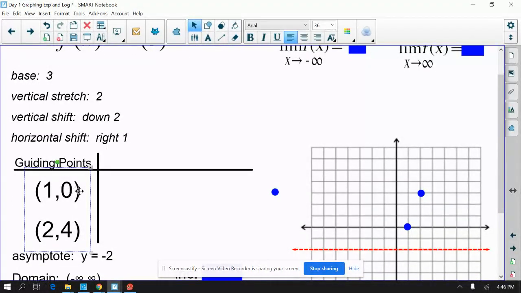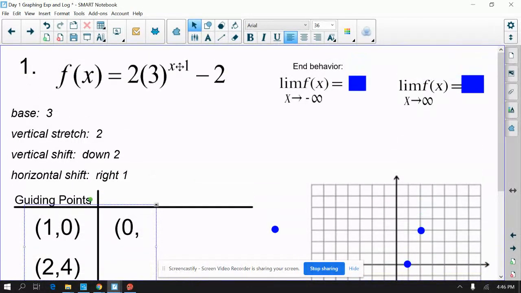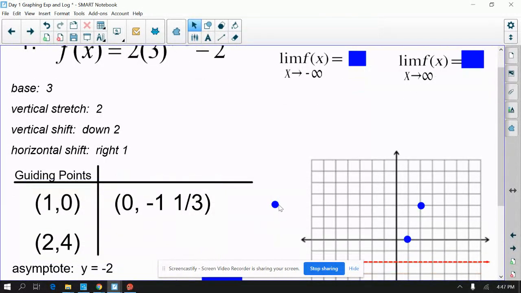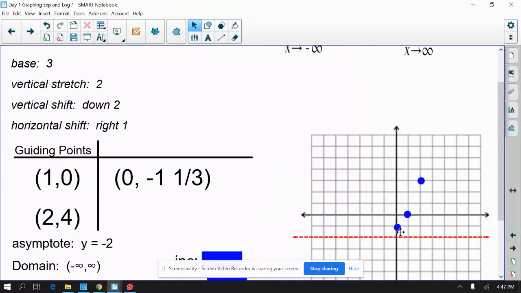Let's do one more. Let's just do 0. When x is 0, then the exponent is -1. So what is 3 to the -1 power? That's 1/3. So 2 times 1/3 is 2/3. And 2/3 minus 2 is -1 and 1/3. So (0, -1 1/3). So I hope you can see that it's going to be approaching this horizontal asymptote, still shooting upwards very, very quickly.